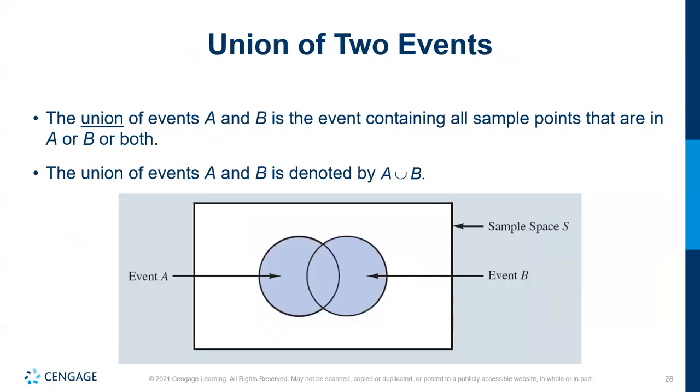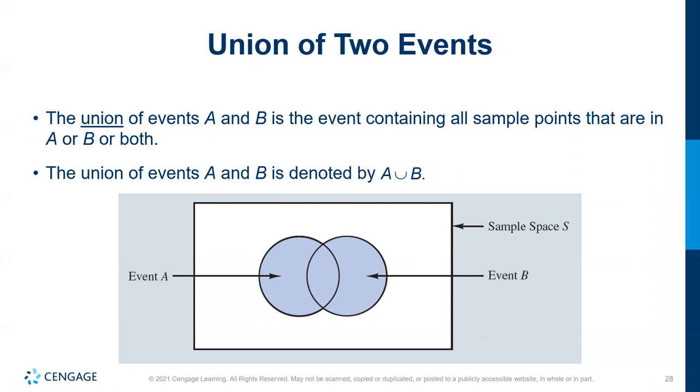So, the union of two events. Here the union of events A and B is the event containing all sample points that are in A or B or both. In this case, event A and event B overlap, so we have the probability of that, including the overlap. It's denoted by this weird U symbol. It's not actually a U, but it looks like a U. Union is denoted by that symbol between the two. So this whole box represents the sample space, and we're asking: what's the probability of all of A and B?